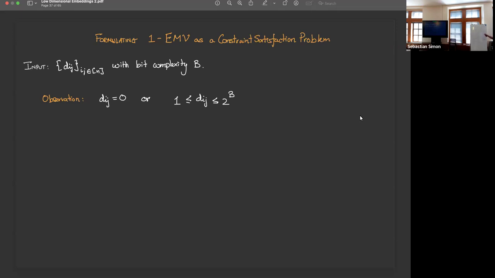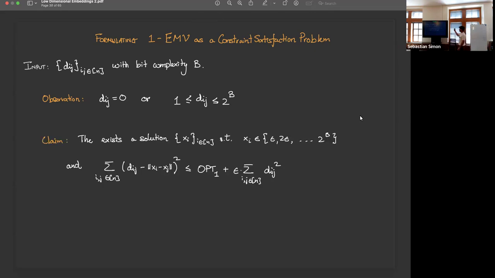That's how I can represent large numbers. Okay, so here's a claim. What if you believe this discretization? Here's a claim: there exists an approximate solution, given by these xi's, where the xi's take values in a discrete bounded set. So they take values that are either epsilon or 2 epsilon, and so on, all the way up to some bounded distances. And they have the following guarantee.